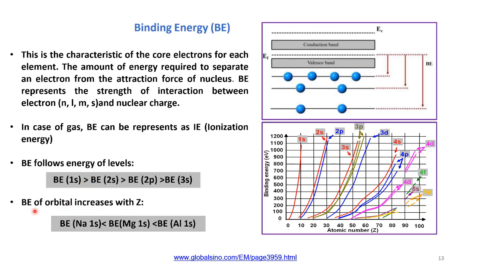The binding energy of an orbital also increases with Z, that is the atomic number. So the binding energy of sodium is lower than the binding energy of magnesium, which is even lower than the binding energy of aluminum. So depending upon the atomic number, if it is higher, then the binding energy will also be higher.